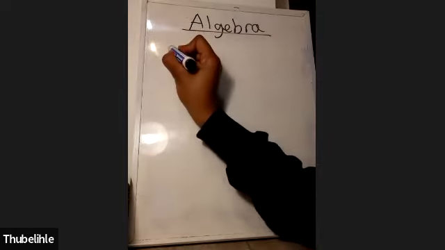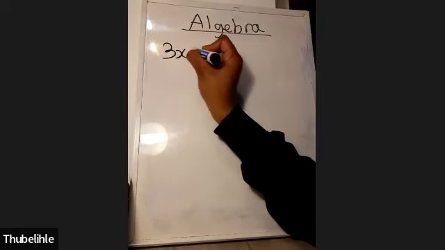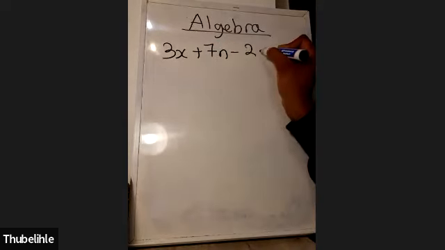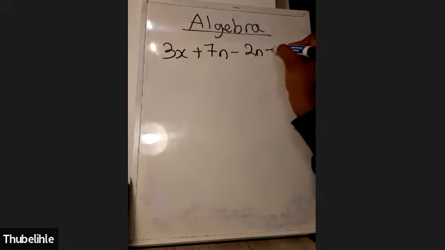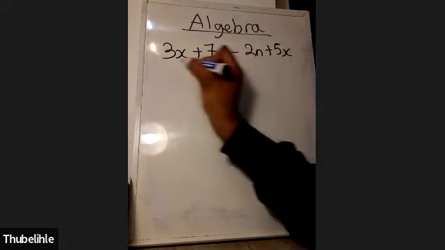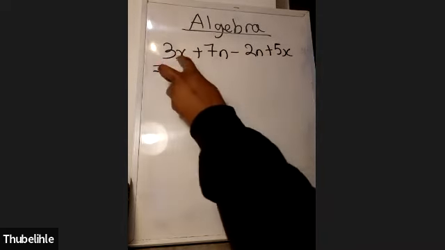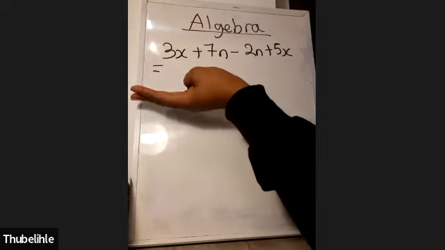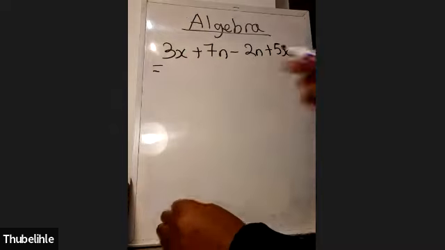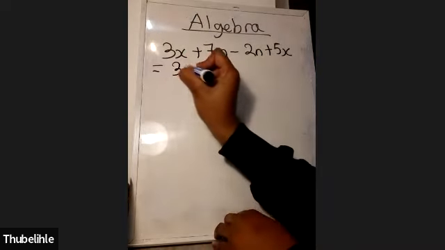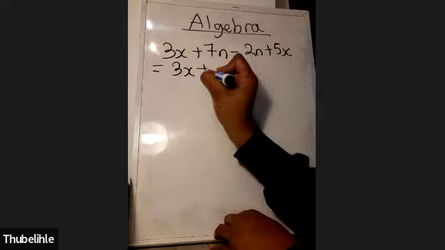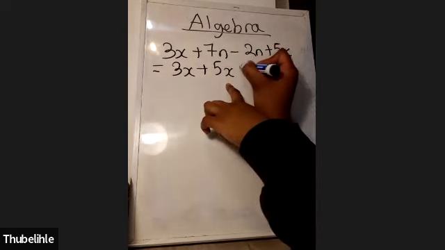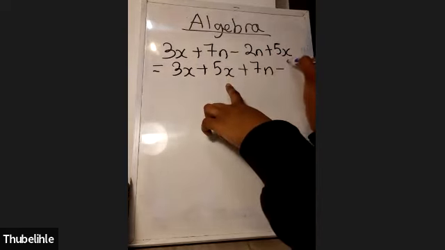So what I mean by that is if we have 3x plus 7n minus 2n plus 5x. Okay. So first of all, you put the like terms together. Because sometimes if you can pick it out with your eyes, you can just easily add them. But I would advise you to put like terms next to each other for easier referencing. Okay, so it's going to be 3x plus 5x plus 7n minus 2n.